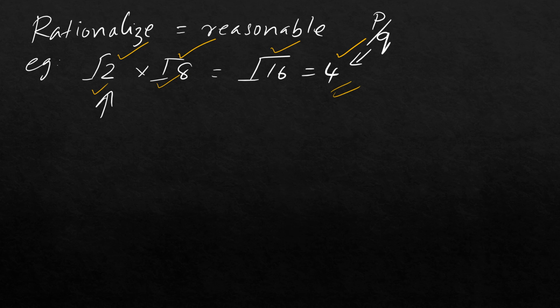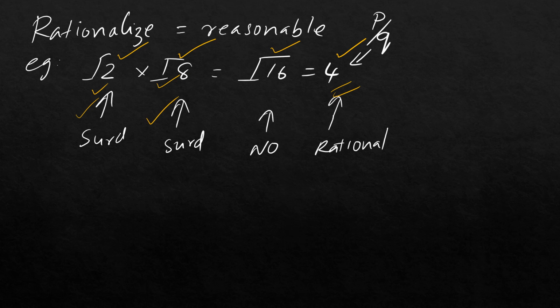Otherwise, root 8 can be rationalized by multiplying by root 2. Rationalized means we made it and converted it into a rational number. For example, this is a surd, this is also a surd. On multiplication, we got an expression root 16, which is not a surd because the answer is 4, and it is a rational number. This way, we can convert a surd into a rational number, or we can rationalize it by multiplying with a suitable another surd or number. Okay. This will come in use whenever we are trying to solve a problem.